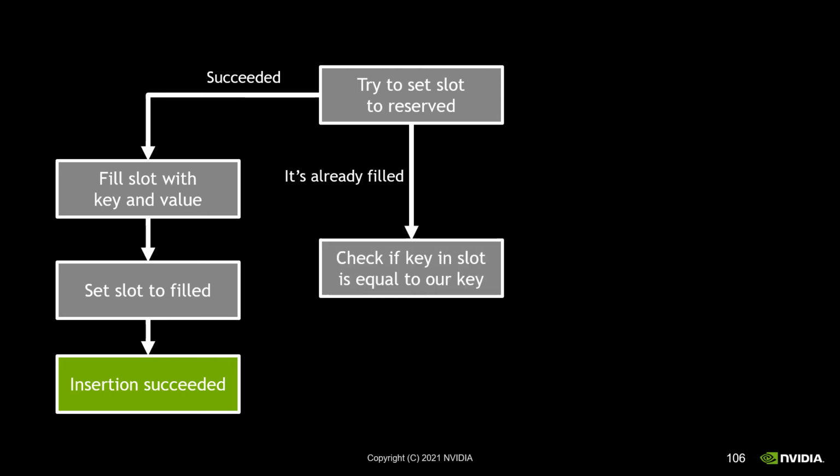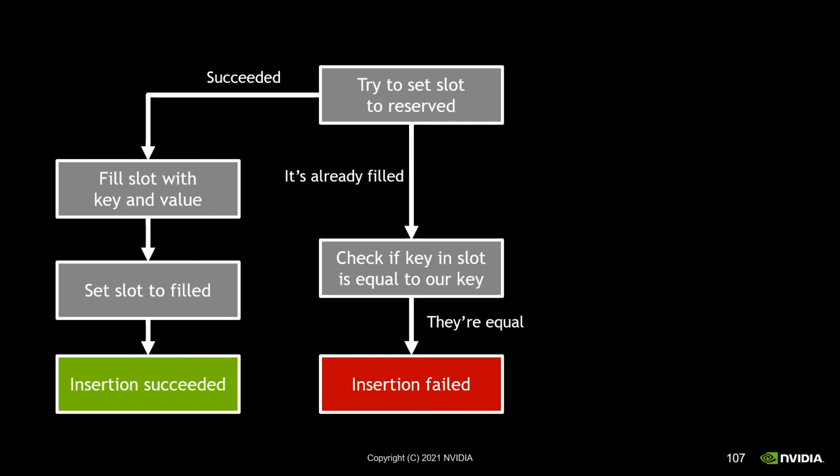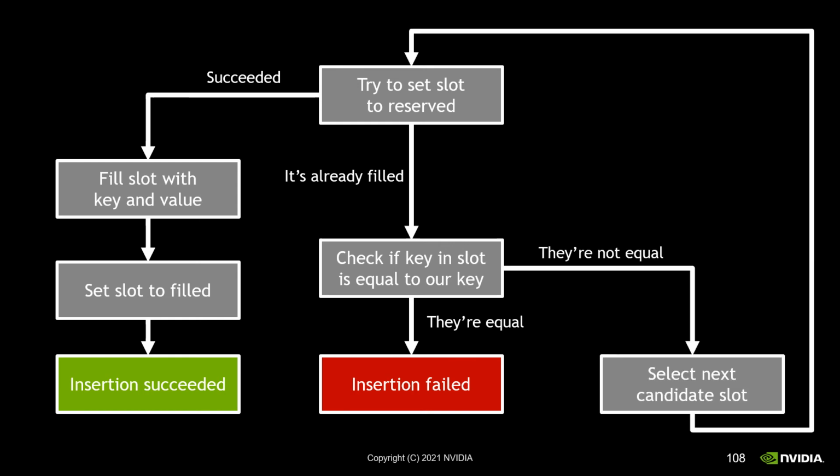If we try to set the slot to reserved and the slot is already filled, then either we're inserting a key that already exists, or this is a collision. To determine which situation we're in, we check if the key in the slot is equal to our key. If it is, then there's already an element with our key in the map, so insertion has failed. If the key in the slot is not equal to our key, then this was a collision. That means we need to move on. We find the next candidate slot for our key and start the whole process over.